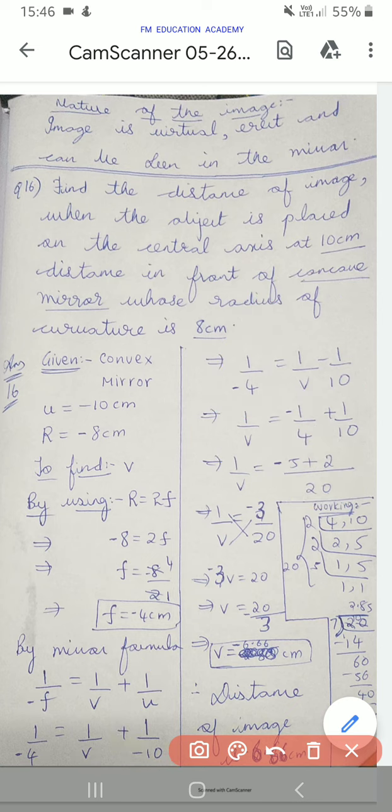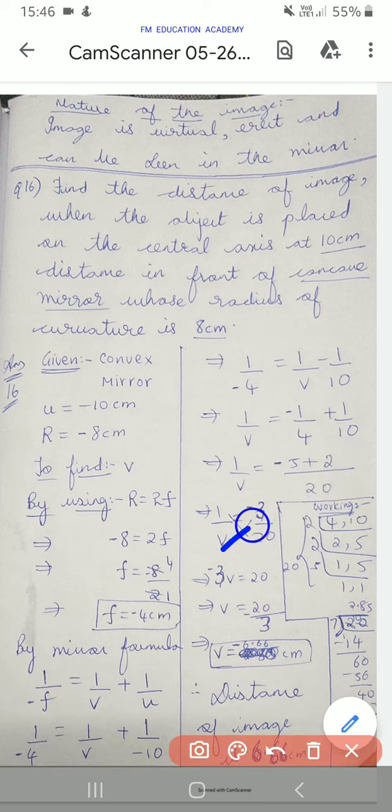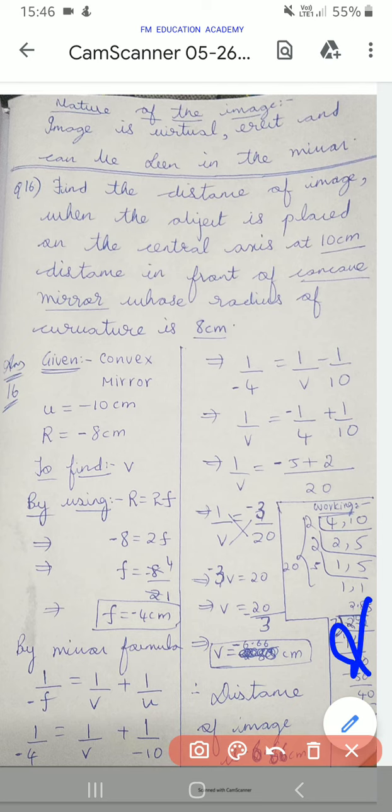And then we have 20 by 10 is 2. So minus 5 plus 2 is minus 3. So minus 3 by 20 we have. Cross multiply this. Minus 3 into v is minus 3v. 20 into 1 is 20. v is equals to minus 20 by 3. If you divide 20 by 3, you will get, sorry, this is 20 by 7. This is not there. 20 by 3 if you divide and see, you will get the answer as 6.66.